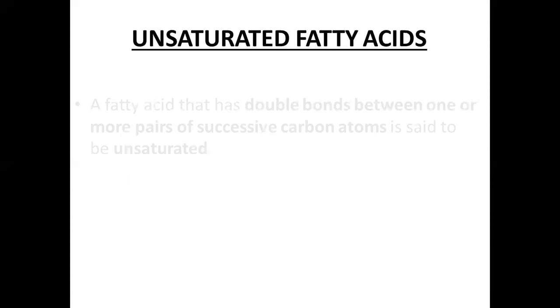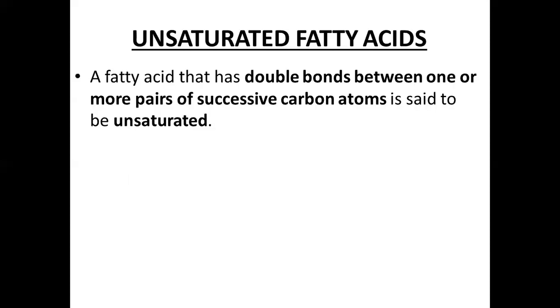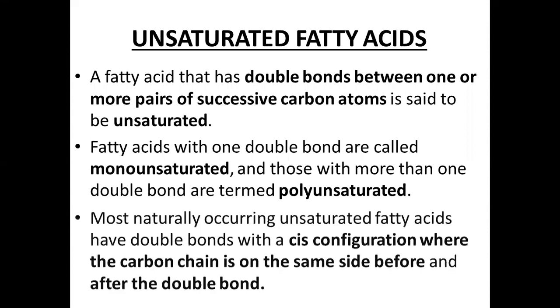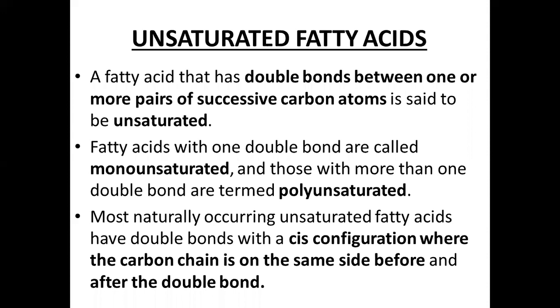When you look at unsaturated fatty acids, if a fatty acid has a double bond between one or more pairs of carbon atoms, it is said to be unsaturated. If a fatty acid has one carbon to carbon double bond, these are known as monounsaturated. If there is more than one, we are going to call them polyunsaturated. So poly for many, mono for one.